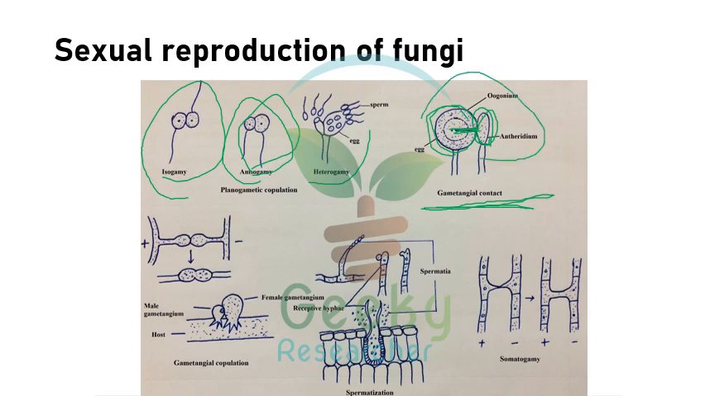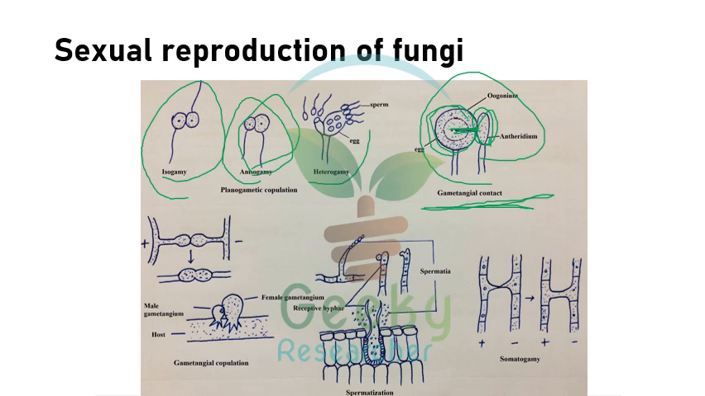This is how the gametangial contact works. Very simple, gametes are coming in contact with each other. Male gamete is called antheridium, female gamete is called oogonium. They are coming in contact with each other, and the genetic material or gamete is passing from male to female gametes. This type of gametangial contact can mainly be observed in Albugo, Pythium and Phytophthora, like the Mycology group of fungi.